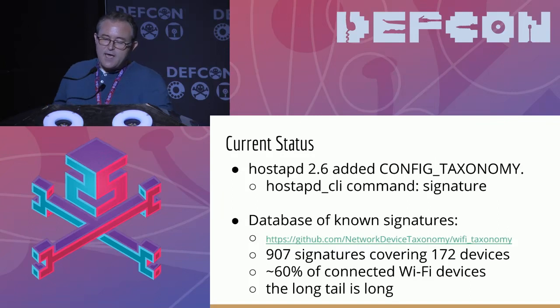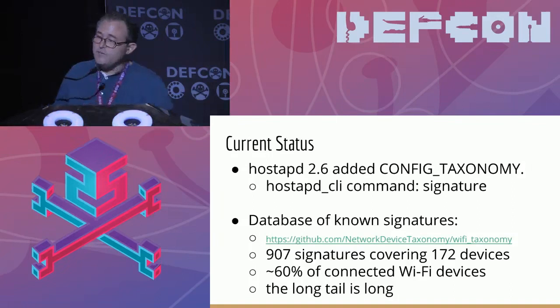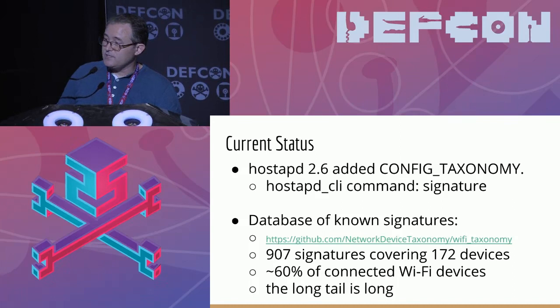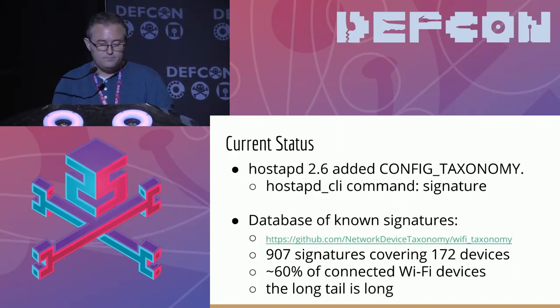So the current status. The implementation to extract signatures for clients went into HostAPD in August of 2016, and it's present in HostAPD 2.6 and later. The database of known signatures is released as open source code with an Apache license on GitHub, and the link is also in the slides. It currently identifies about 60% of Wi-Fi clients across a broad swath of the market. The remaining 40% of devices are mostly laptops and desktops, but with a very long tail of just other stuff that we don't know what it is.